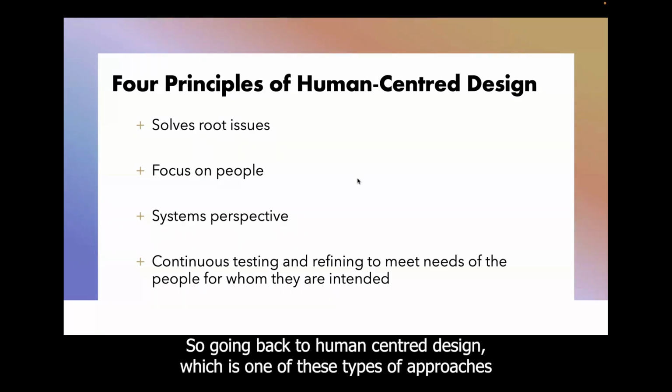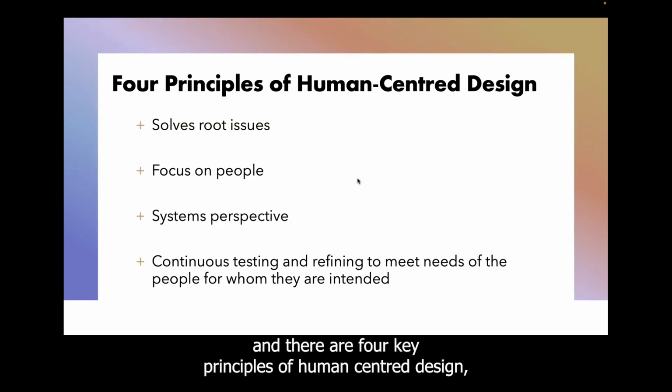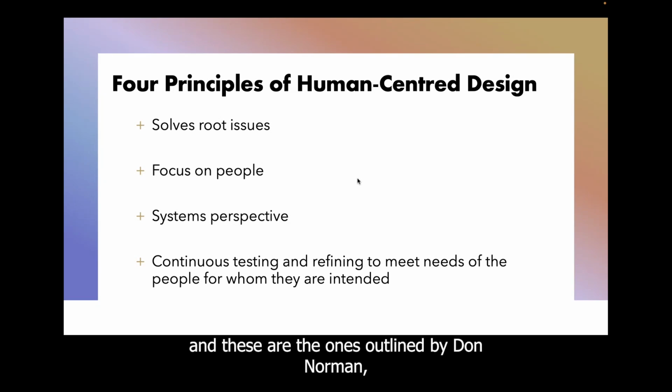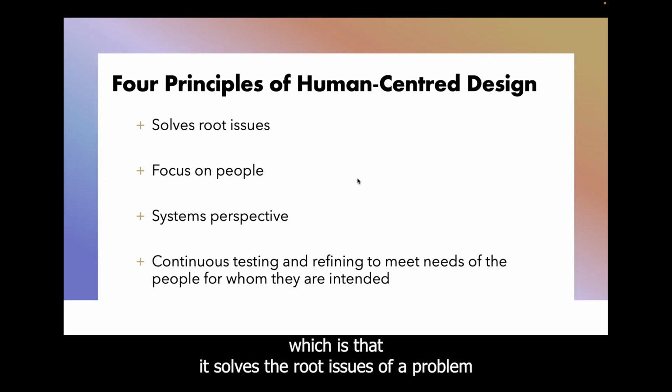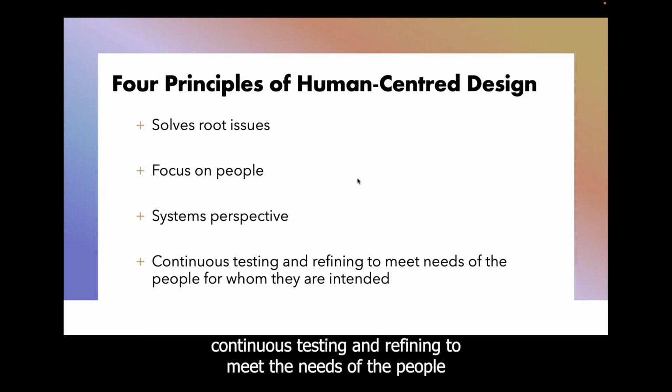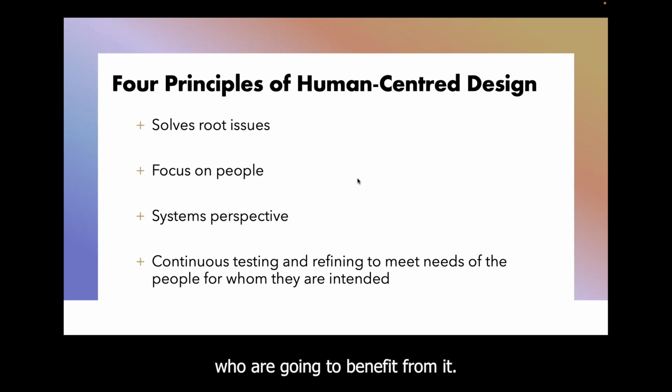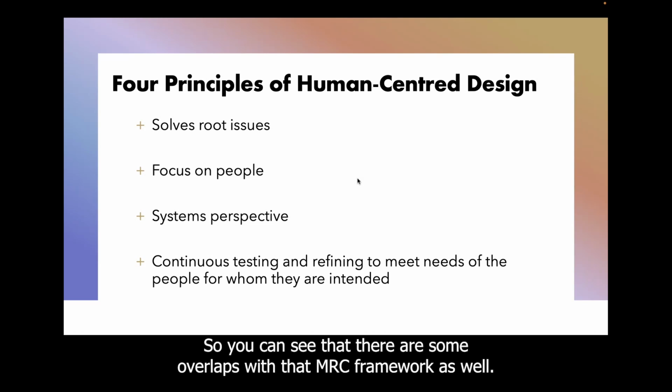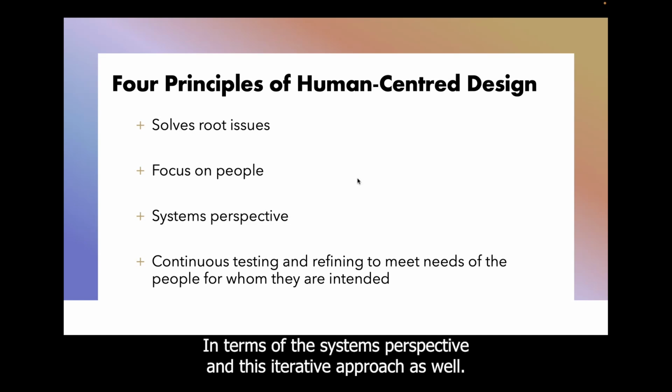So going back to human-centered design, which is one of these types of approaches, there are 4 key principles of human-centered design, and these are the ones outlined by Don Norman, which is that it solves the root issues of a problem and it focuses on people, so it can embed empathy in it. It takes this systems perspective and it involves continuous testing and refining to meet the needs of the people who are going to benefit from it. So you can see that there are some overlaps with that MRC framework as well, in terms of the systems perspective and this iterative approach as well.